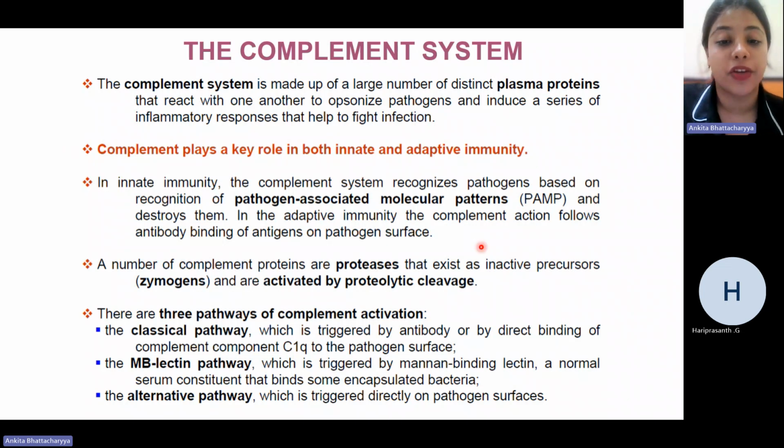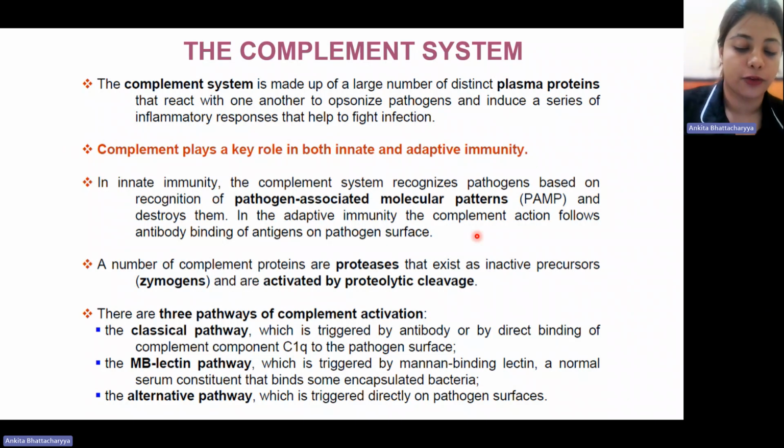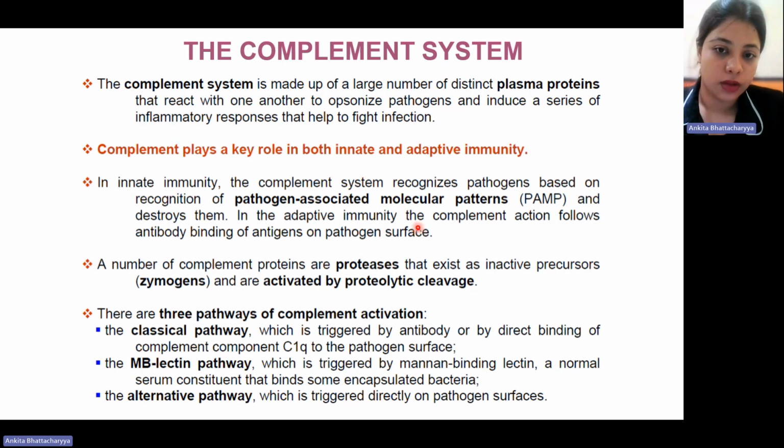However, in adaptive immunity, the complement action follows antibody binding of antigens on the pathogen surface, and therefore it is a more late onset event, that after the adaptive immunity has been triggered, following that, there would be removal of these pathogens.